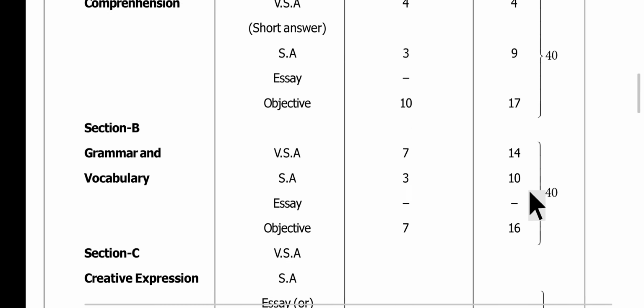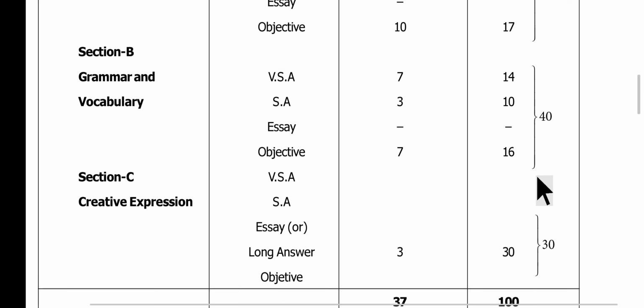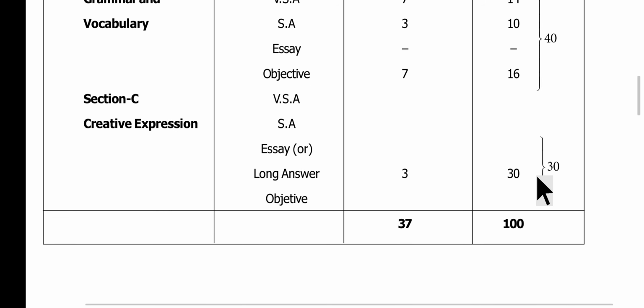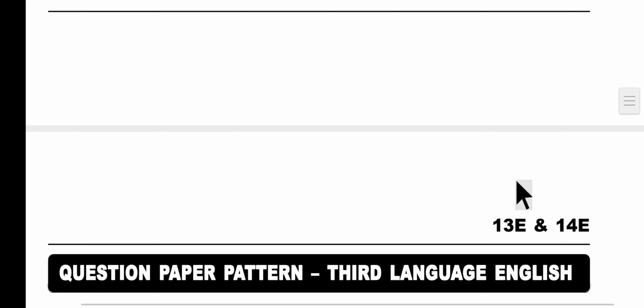Now section B, very short answer, objective, totaling 40 marks. Section C, long answer type 30, the 3 tens are 30 marks. This is the types of questions and marks allotment.